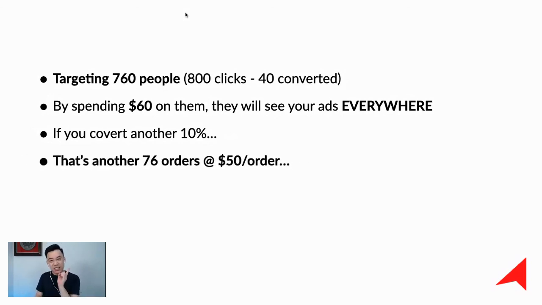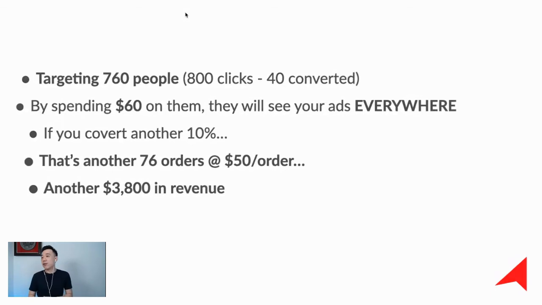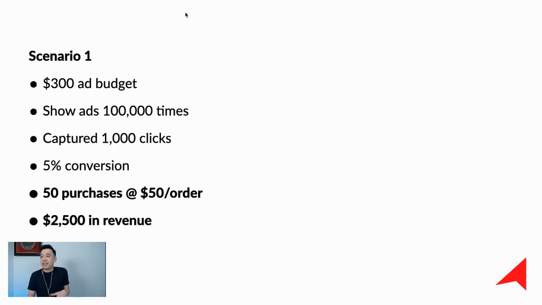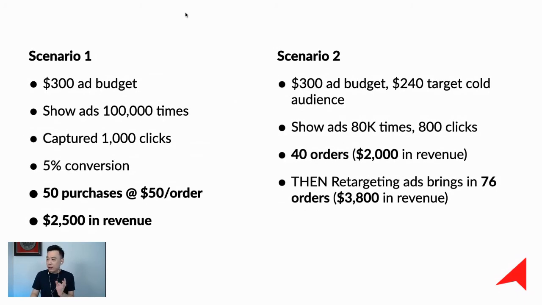I got another 76 orders. Let's say same thing, I got $50 per order. That makes me another 3,800 more in revenue. So let's take a look at these two case studies again. Scenario 1, you get 2,005. Scenario 2, you get 2,000 plus 3,008. So you do the math.